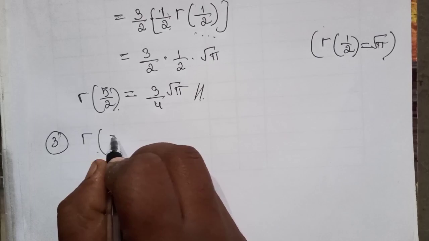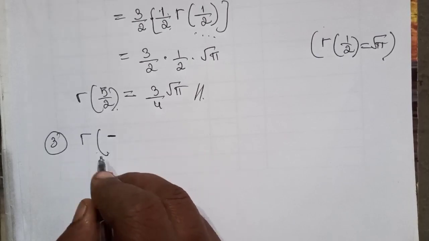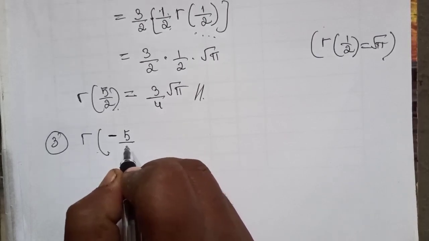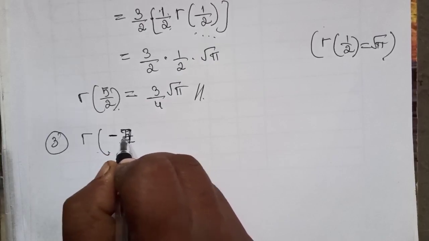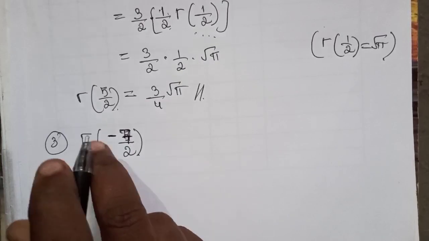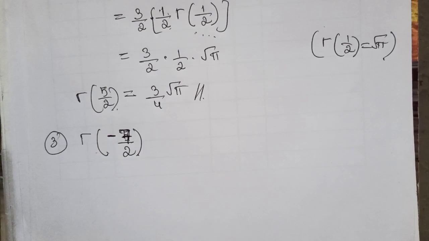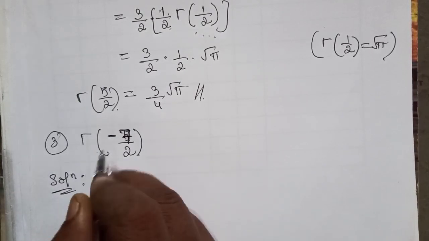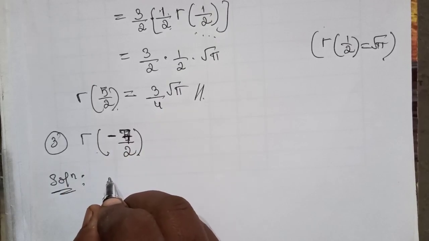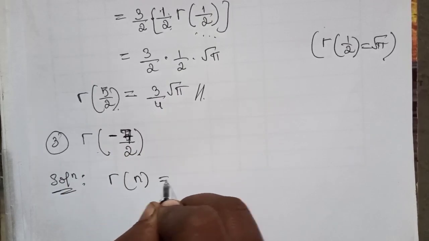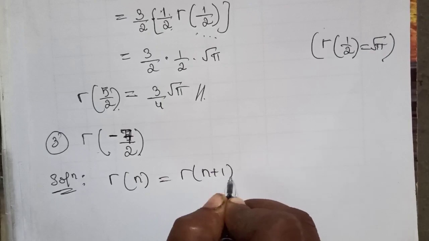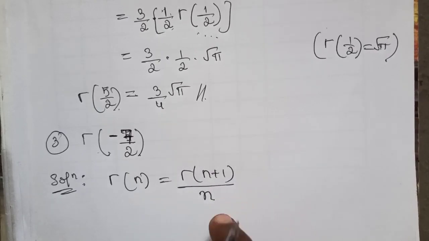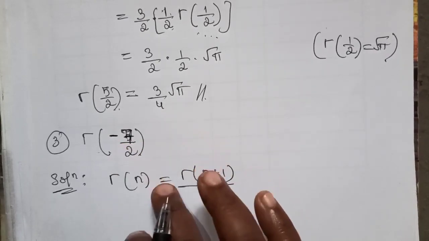Okay, so we use the same one, that is gamma of minus 7 by 2. Now we know the formula for a negative fraction: gamma of n is equal to gamma of n plus 1 divided by n. We use this formula for the negative fraction.